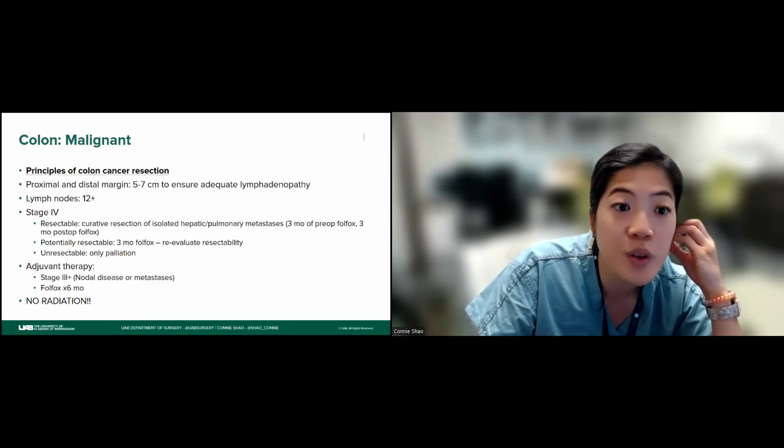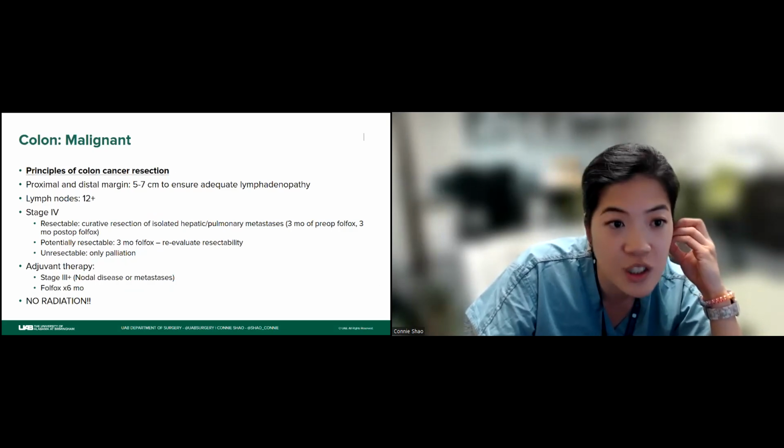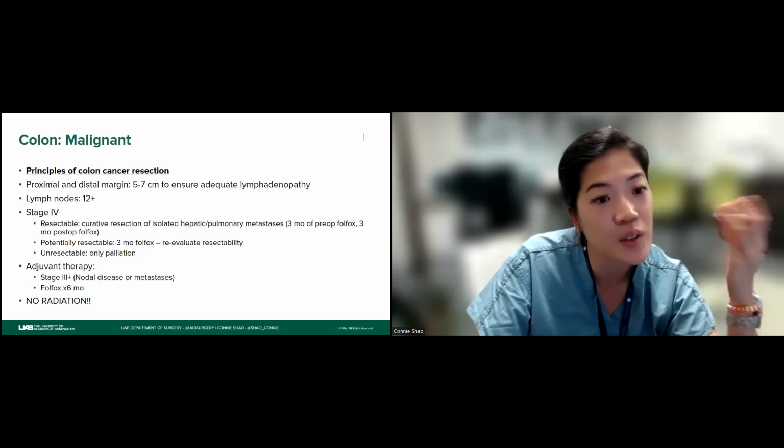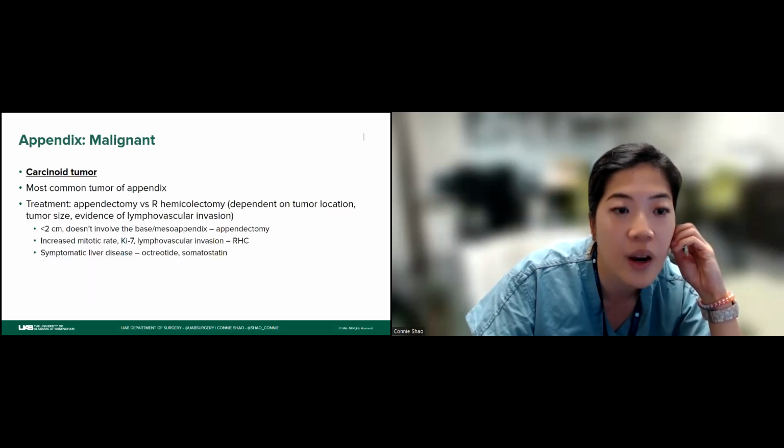And then here are the principles of colon cancer resection: you basically want 5 to 7 centimeters of the proximal and distal margin. You want sufficient lymph nodes because that's actually how you stage the N part. And then there's no radiation, unlike rectal.